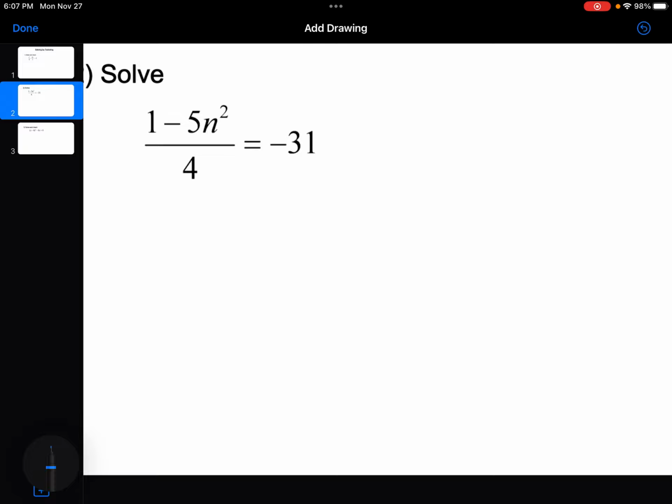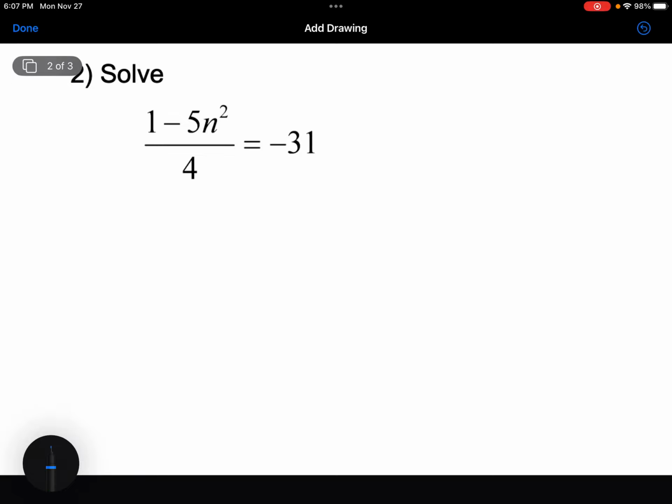We're going to look at this one. It's exactly the same process. So we're going to have that 4. We got to multiply it to the other side. So we're going to get 1 minus 5n squared equals 4 times 31. So we're going to get 124. It's negative 124, excuse me. We're going to move that 1 over. So I get negative 5 n squared equals negative 125.